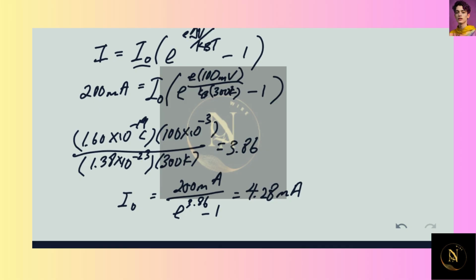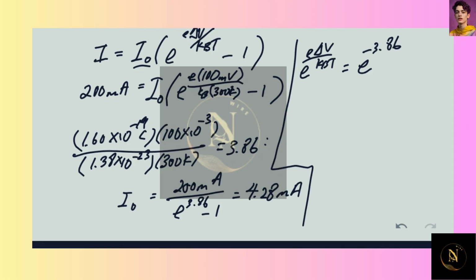Using this I naught, we can find what is the current when we reverse the potential difference, right? So the potential difference now is negative 100. So the exponent actually doesn't change, right? It just adds a negative sign. So the exponent e to the power e delta V over kBT is now e to the power negative 3.86.